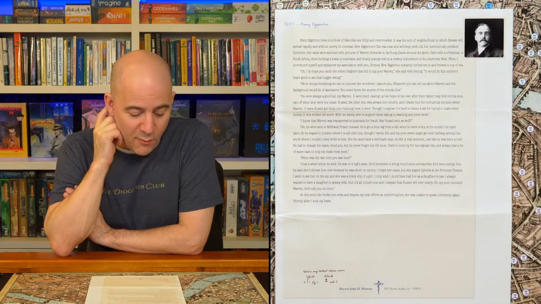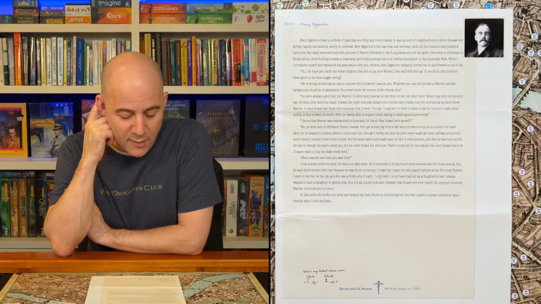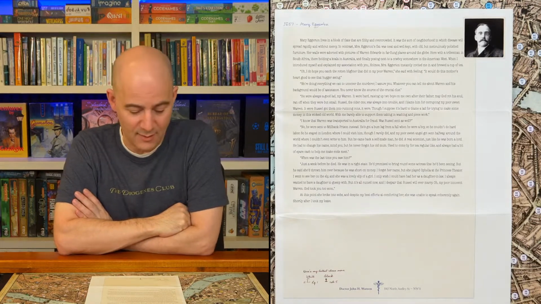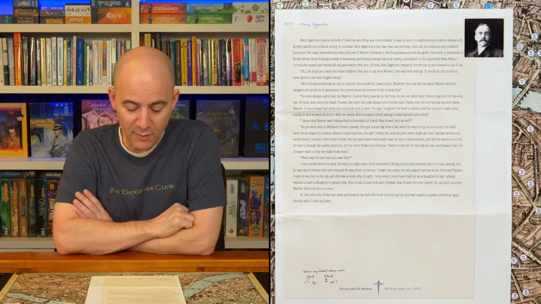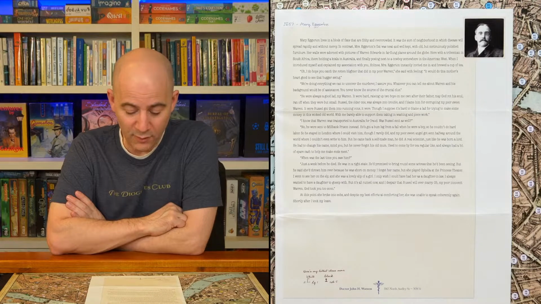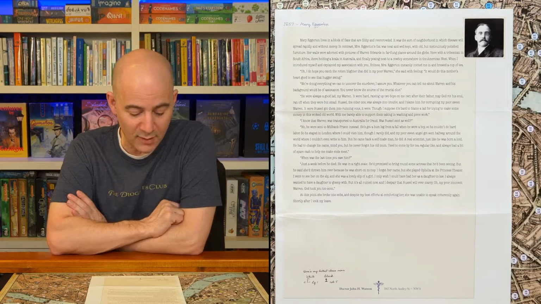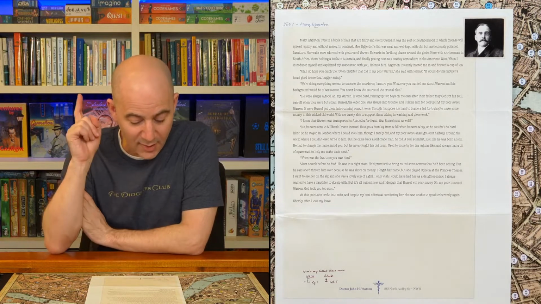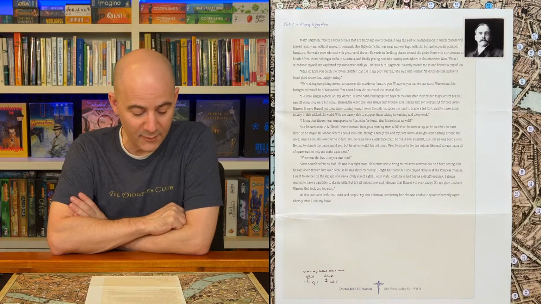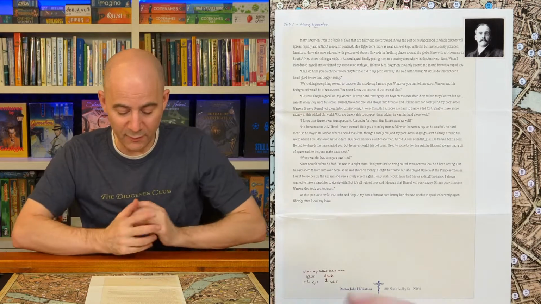Okay, so Watson says, "I know that Warren was transported to Australia for fraud. Was Russell sent as well?" "No, he were sent to Millbank prison instead. He's got a bum leg from a fall when he were a boy, so he couldn't do hard labor. So he stayed in London where I could visit him, though I rarely did. And my poor sweet angel got sent halfway around the world where I couldn't even write to him. But he came back, a self-made man, he did. A real scientist, just like he was born a lord. He had to change his name, mind you, but he never forgot his old mum. Used to come by for tea regular like, and always had a bit of spare cash to help me make ends meet."